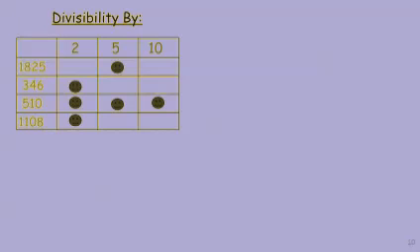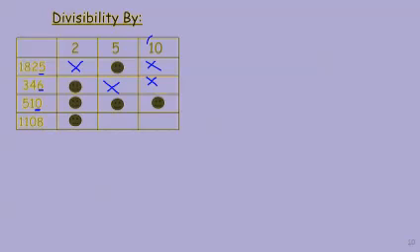Now in this exercise, as you can see, we have the number 1825. It's not divisible by 2 because the ones digit is 5. So it's only divisible by 5. And it's not divisible by 10 because the ones digit is not 0. What about 346? It's divisible by 2 because the ones digit is even, but it's not divisible by 5 or by 10. Is 510 divisible by 2? Of course, because the ones digit is 0. Is it divisible by 5? Yes, and it's divisible by 10.